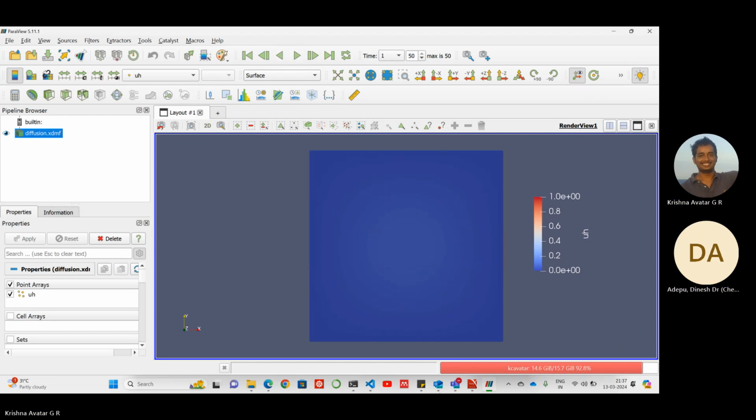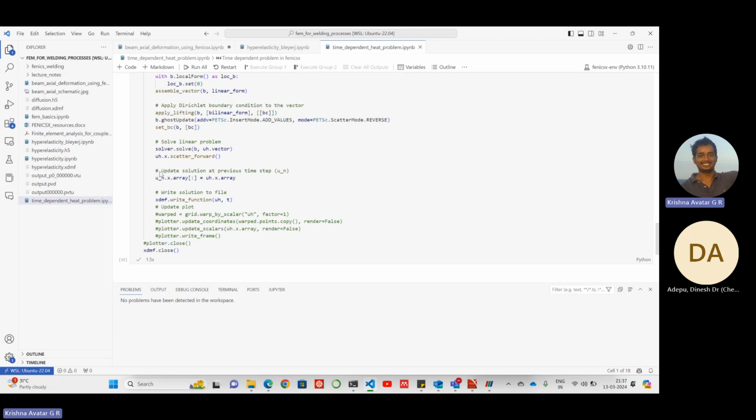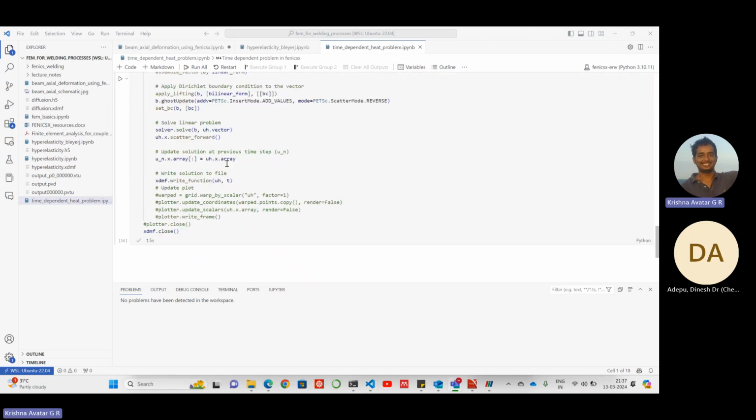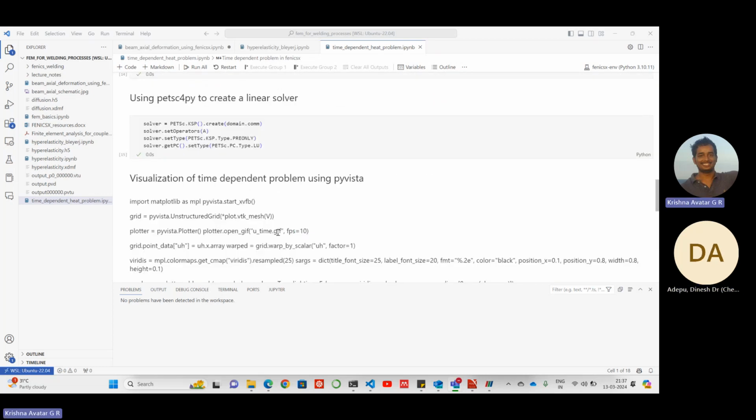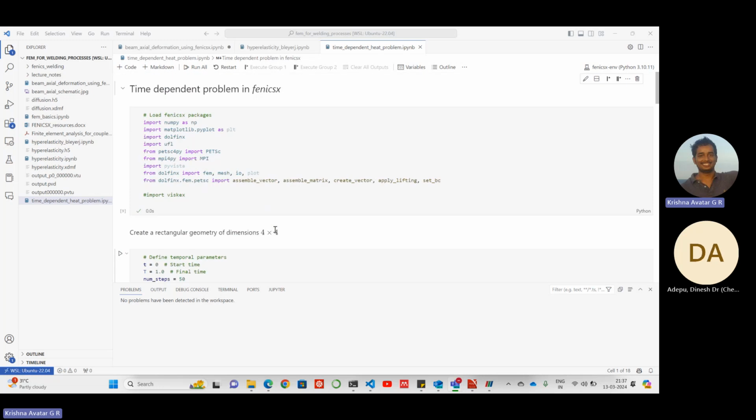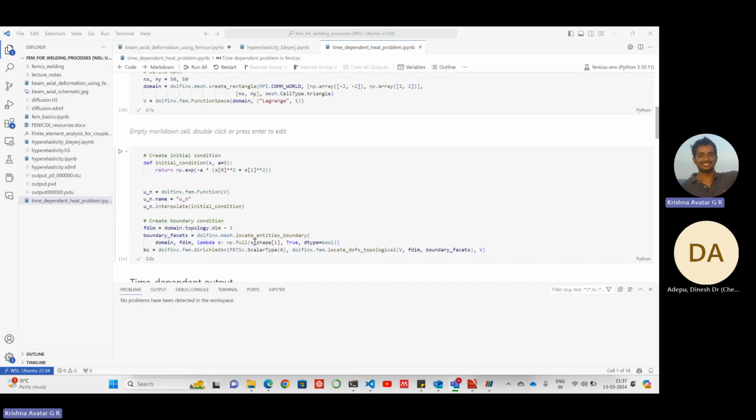Okay. Next time what we'll do is expand it further, such that we'll take some non-trivial forcing function. And also, in that same session, we'll talk about PETSc. I think PETSc is something we should really know.